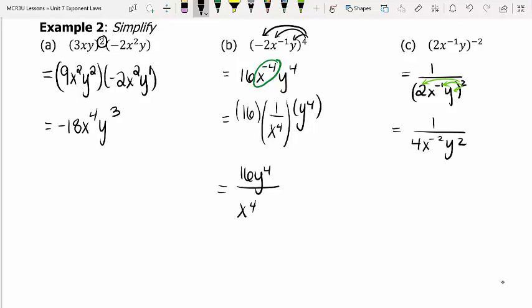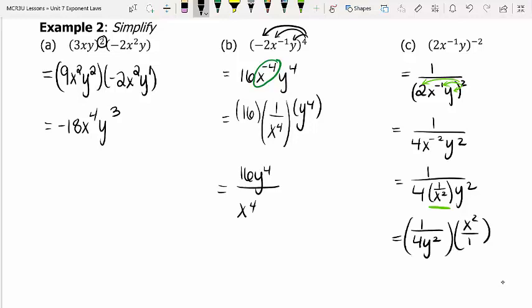Okay, now our x term has a negative exponent, so let's turn that into its reciprocal. Okay, and remember, when we're dividing by a fraction, that's the same as multiplying by its reciprocal. So this actually turns into x squared over 4y squared.